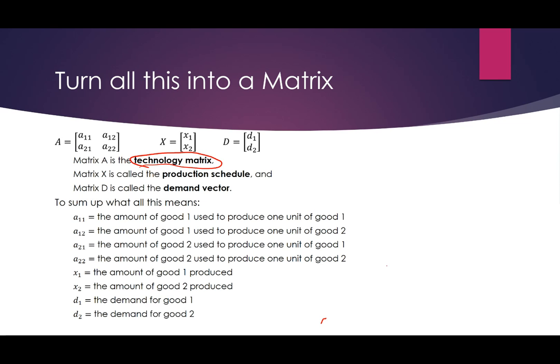X is the production schedule. So this will be how much lumber and steel we end up harvesting. And then D is going to be the demand. What are people wanting? How much do we need to produce in order to satisfy their need?